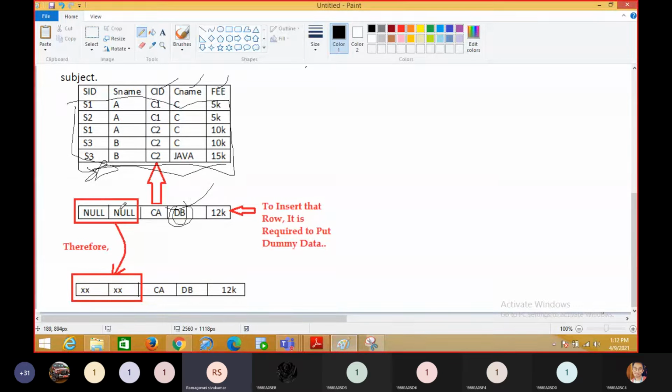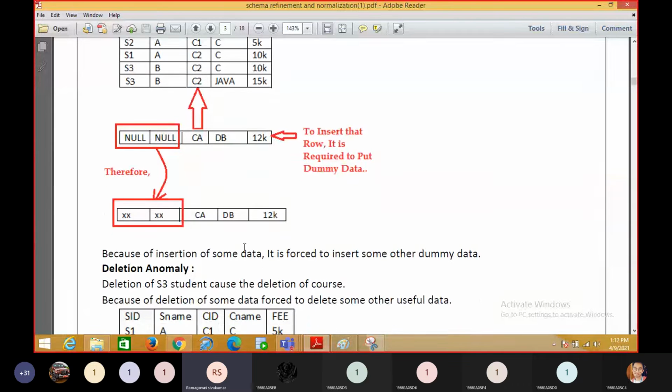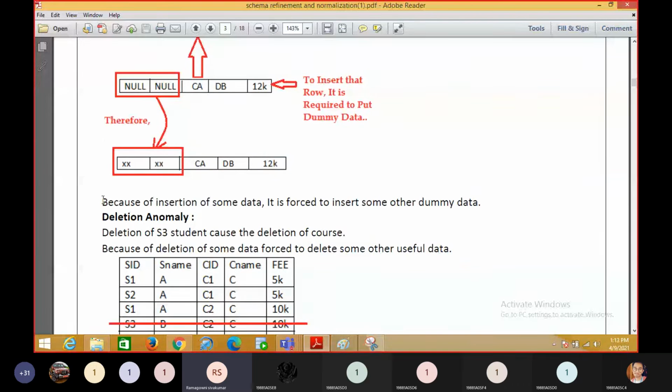That means, while I am inserting this data, default values are what? Null values. Instead of null values, I'm trying to store some dummy data. To insert that row, it is required to put dummy data. That's what the insert problem is. Because of insertion of some data, it is forcing us to insert some other dummy data.